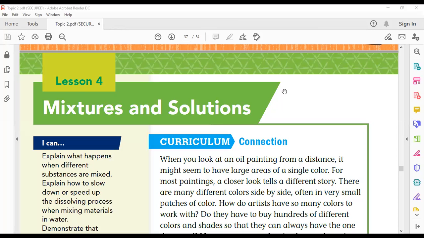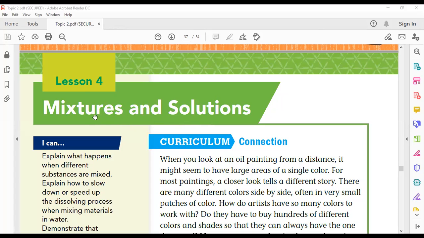Okay, mixtures, lesson 4, mixtures and solutions. Please keep silent and listen to me. Of course, there is a link between mixtures and solutions. By the end of this lesson, I hope that you are able to define what is a mixture and what is a solution and to distinguish between them.